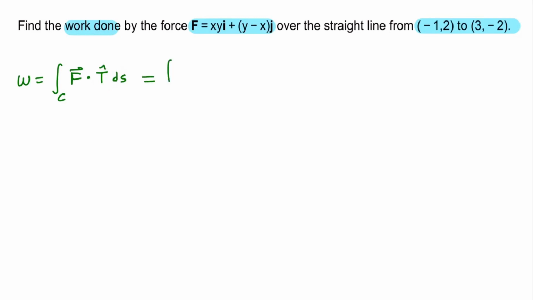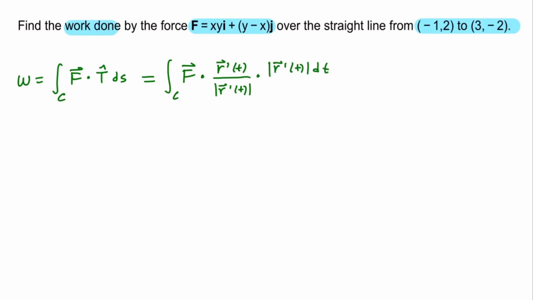So we can write this as the integral along the curve C of our force F dotted with T hat, that's the unit tangent vector. Suppose we create a smooth parametrization of the curve C, then T hat is going to be the derivative r prime of t divided by its magnitude, because that's how you get the unit tangent vector, times ds. Well, we know that ds is defined as the magnitude of r prime of t times dt.